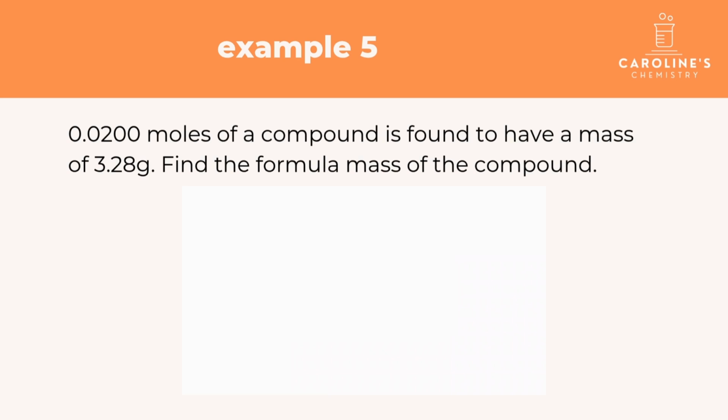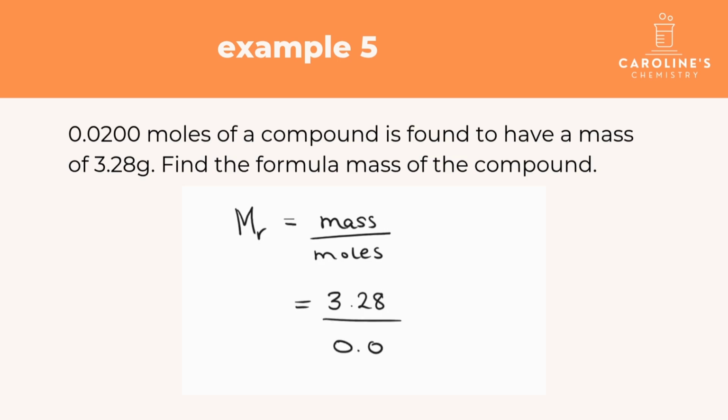So this one might read a little bit scarier, but it's not. We're going to follow the same idea, first of all, of rearranging the equation so it's MR equals. Cover over the MR in the triangle, and that leaves us with mass divided by moles, both of which were given. So let's go right ahead and put those into the equation. 3.28 grams, already in standard units, divided by the 0.02 moles. That gets us overall to 164. That's your overall answer because MR does not have any units.